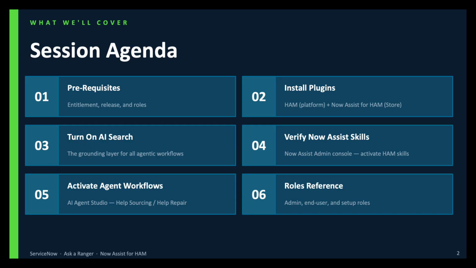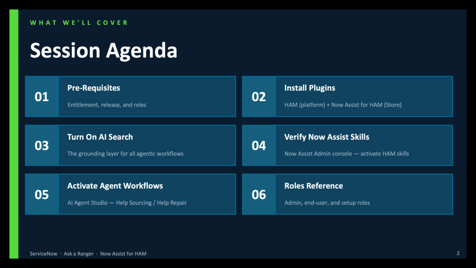So here's our flight plan, and it really matters on the order more than you think. Think of this as more of a dependency chain rather than a menu. We're first going to start off with those prerequisites. We're going to talk about entitlements, which release you need to be on. We'll jump into the installs. There's two plugins that you'll need to install, both the HAM platform one as well as the analysis for HAM.